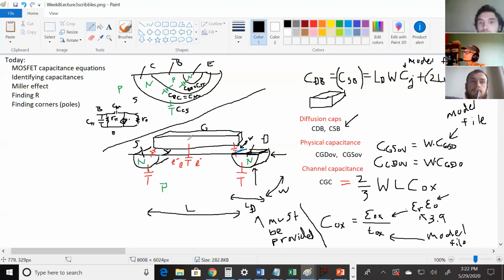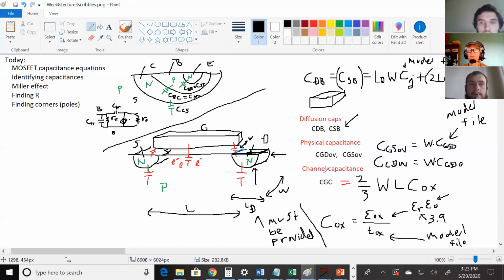So the gate couples to the substrate. It has different capacitance depending on which region of operation you're in. But in this class, what region of operation do we want all of our transistors in? Forward active. Forward active. So we get to kind of ignore the other regions of operation.